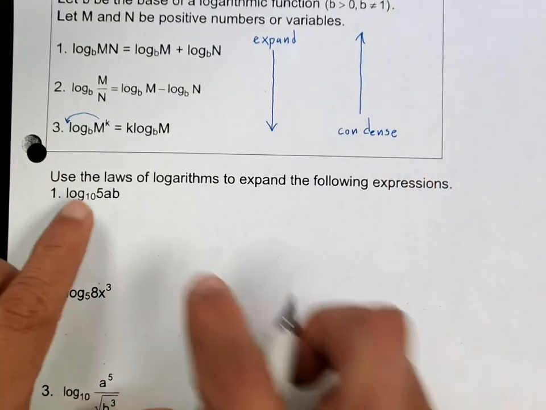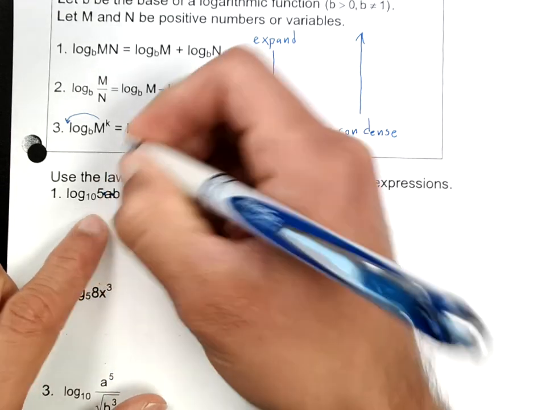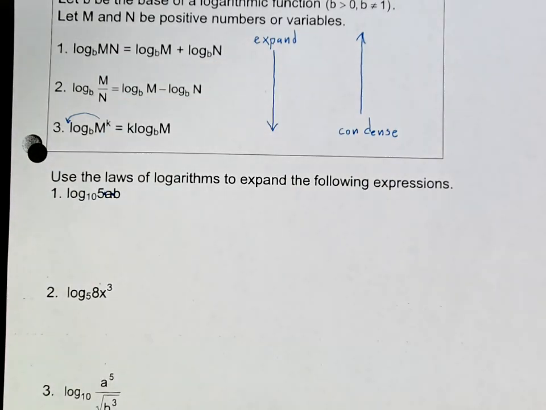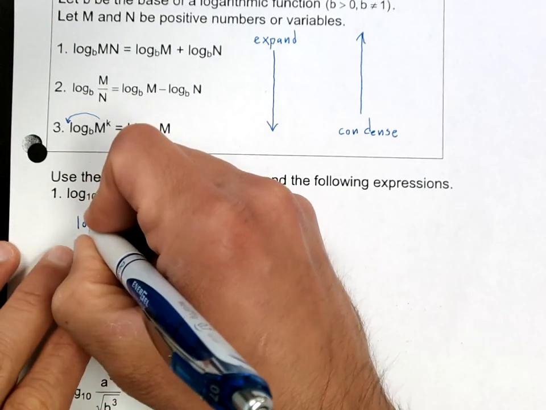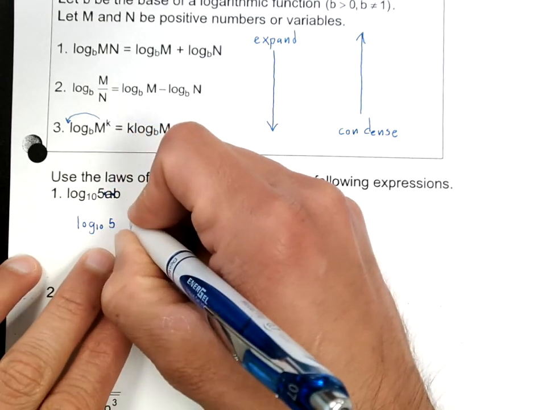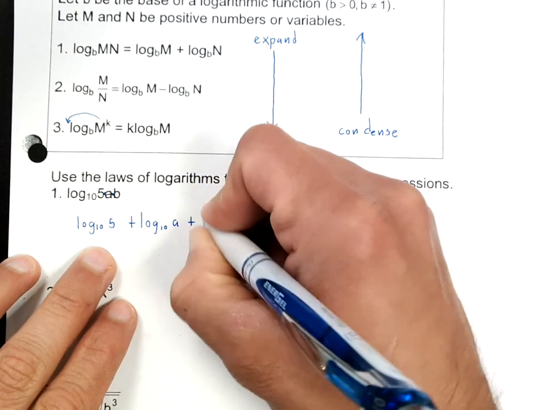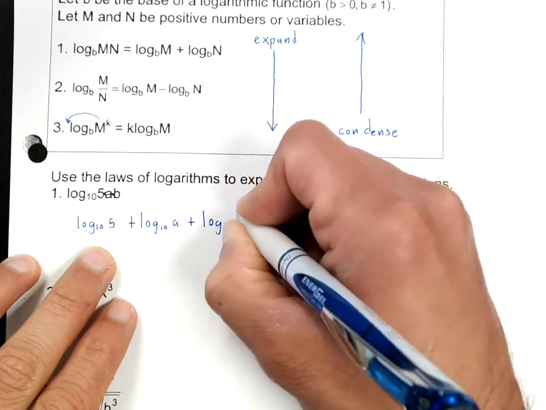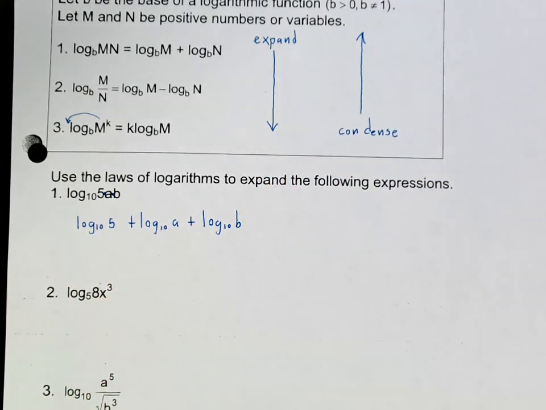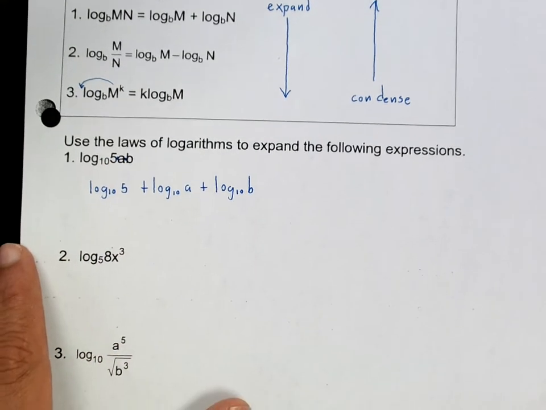So here's an example. If you have this, you have to first look at it and see how many terms I have. I have 5 times a times b. I have 3 terms. Now that I know that they're being multiplied, I can use the rules of logarithms and say this would be log base 10 of 5 plus log base 10 of a plus log base 10 of b. That's all you do. If you're multiplying, I can expand them by adding them like that.